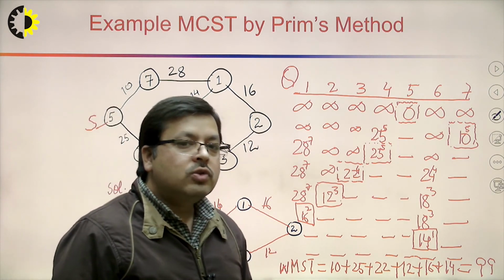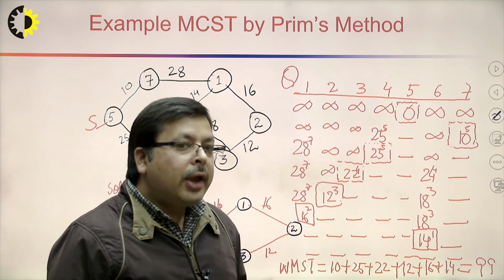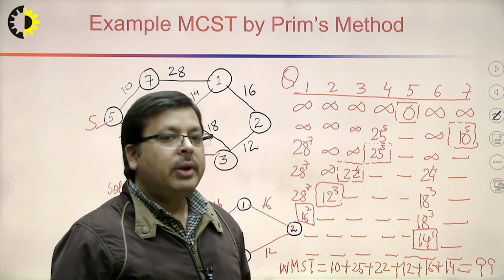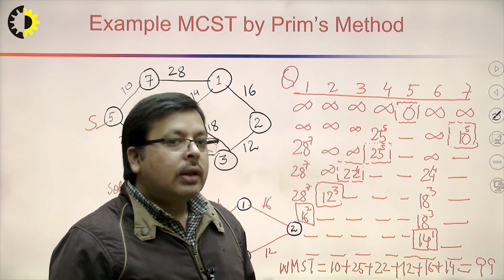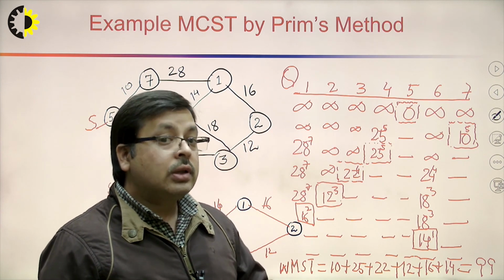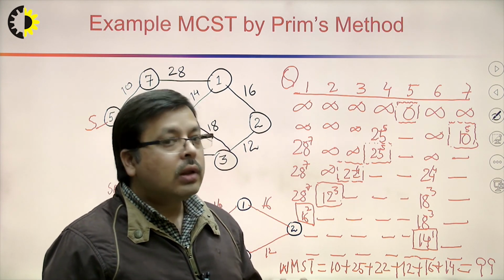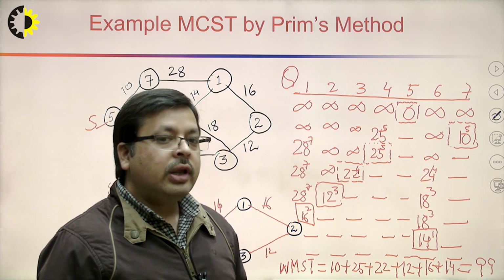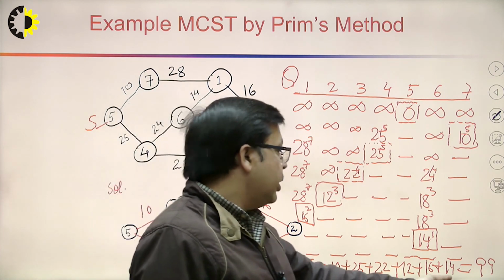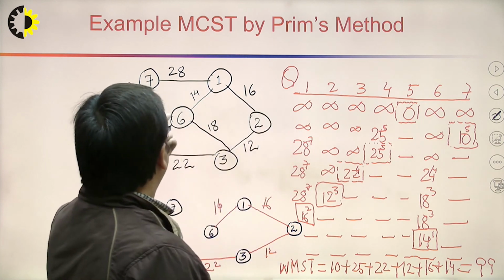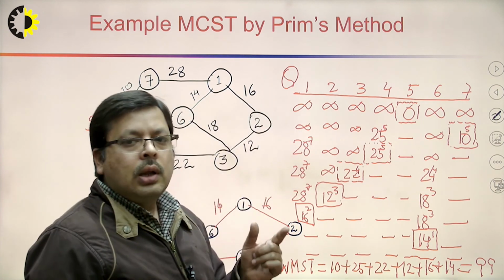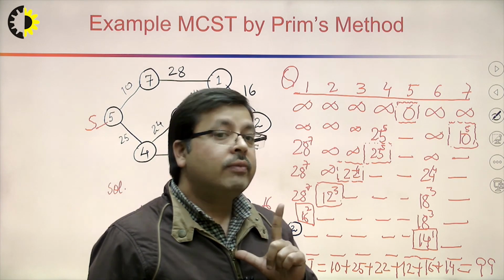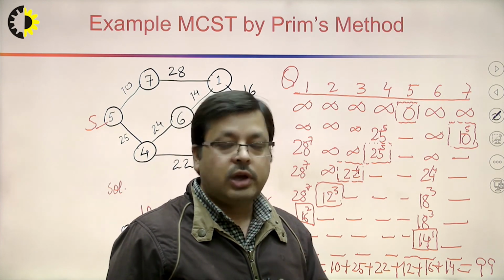So there may also be a possibility that a graph may have multiple minimum cost spanning trees when the graph has edges with the same cost; only then it is possible. Otherwise the minimum cost spanning tree will have a unique weight, right? There may be different trees, but the weight of the minimum cost spanning tree will always remain the same.